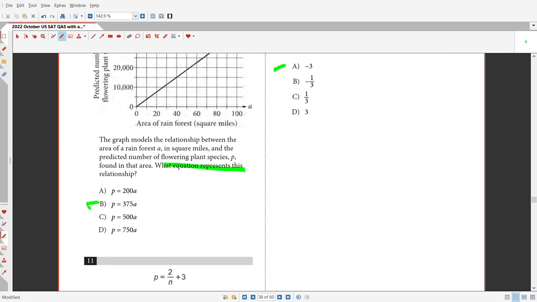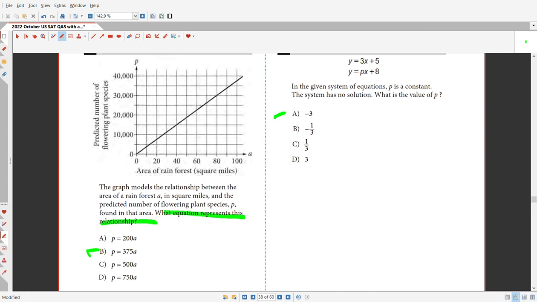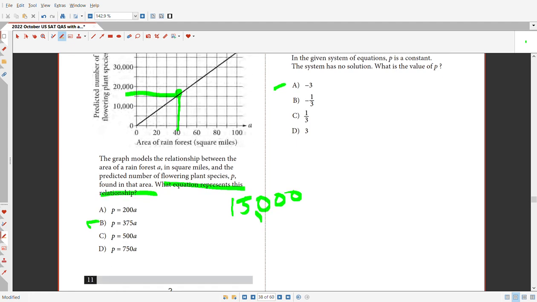Next one, what equation represents this relationship? Okay, I'm going to find one point that's exactly on the line. So I'm looking for, I guess, 10,000, halfway in between 10,000 and 20,000 is 15,000. So now I have to figure out, well, I'm going to look at the wrong answers. 20 times 40, that would be 80. And this one would be 5 times 4 is 20. So it's between B and C.